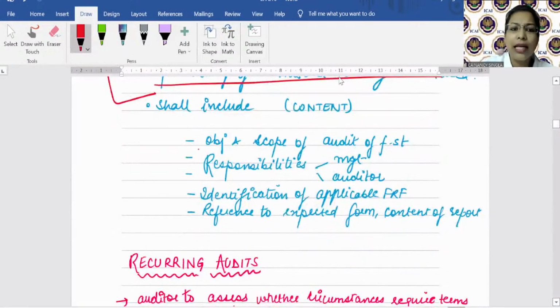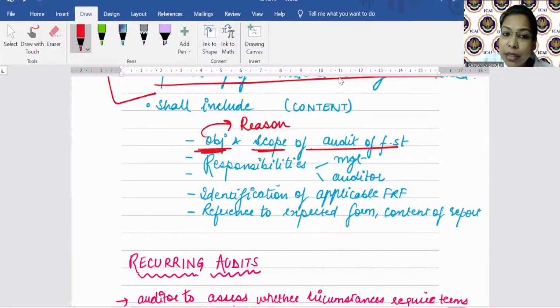So what will be the content? The objective and scope of audit of financial statement. That is, our objective is to obtain reasonable assurance.